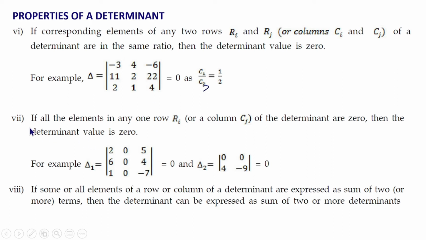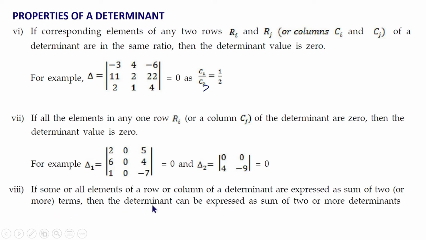The next property: if all the elements in any row Ri or a column Cj of the determinant are 0, then the value of the determinant is 0. So if any one row or any one column is 0, then the value of the determinant itself is 0. Here we can see that C2 is 0, so the value of this determinant is 0. Here we can see that R1 is 0, so the value of this determinant is also 0.